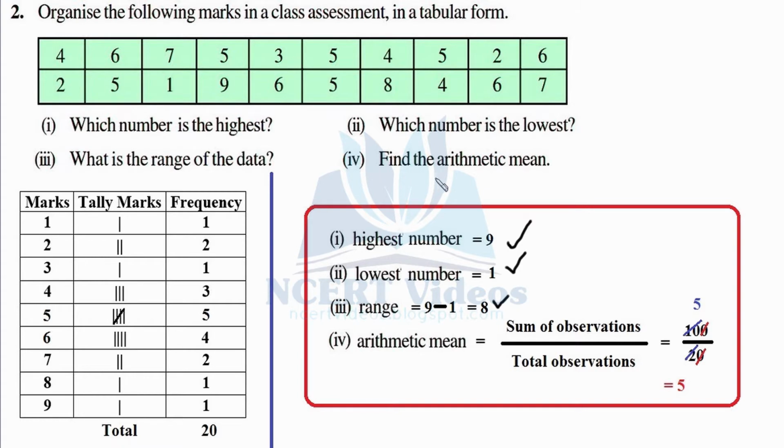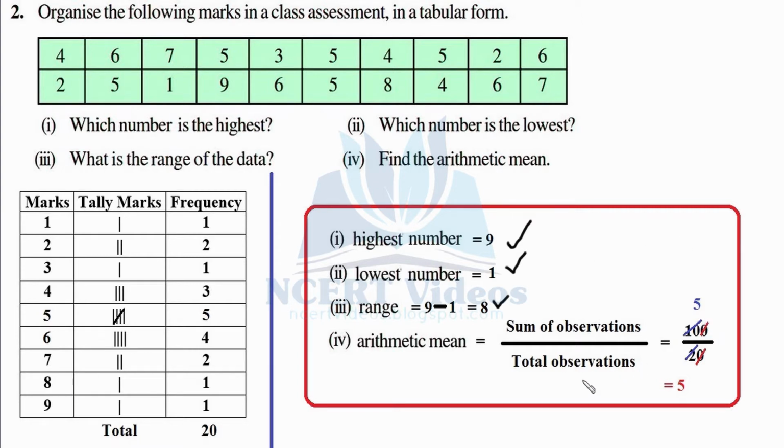Now find the arithmetic mean. Now what is arithmetic mean? It is sum of observations, that is this thing, upon total number of observations. Sum of observations means we are going to add them all up. When you add them, it gives you 100. Therefore, we have written 100 here.